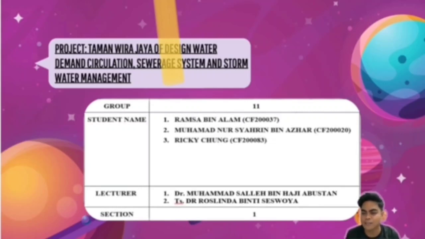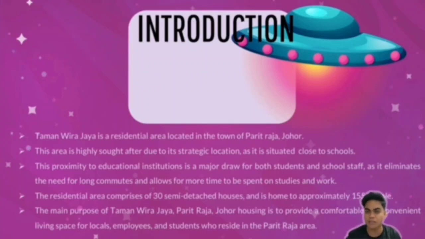Our lecturers are Dr. Muhammad Saleh bin Haji Ustan and TS Dr. Rosinda binti Sesoya. We are from section 1. So for the introduction for this project, Taman Wirajaya is a residential area located in the town of Pariraja, Johor. This area is highly sought after due to its strategic location, as it is situated close to school. This proximity to educational institutions is a major draw for both students and school staff, as it eliminates the need for long commutes and allows for more time to be spent on studies and work.